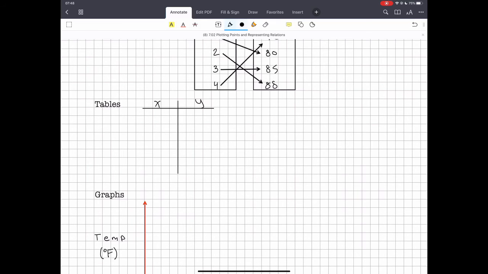A third way of showing a relationship is with tables. So with tables, we just take our data and we input it into the table. So in this table, for example, we know that X represents our hours and Y represents our temperature. So at the first hour, it was 80 degrees. During the second hour, it was 88. During the third hour, it was 85. And then the fourth hour, it was 70. We often call these T-tables.